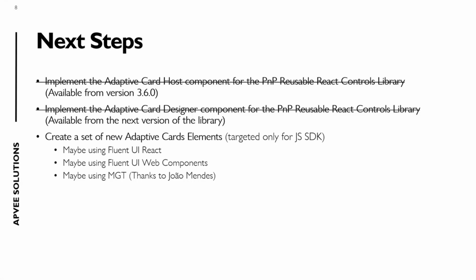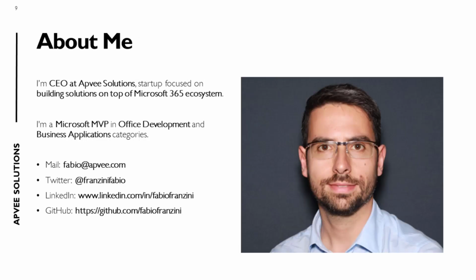The first one was the creation of the adaptive card host component. It's already done. The second is the adaptive card designer component. It will be available, I hope, in the next version of the library. I'll create a PR next week. And the really next steps are to create a new set of adaptive card elements by using Fluent UI React, Fluent UI Web Components, or Microsoft Graph Toolkit, and then use them directly inside the designer to design the card and in the adaptive card host to host this card.